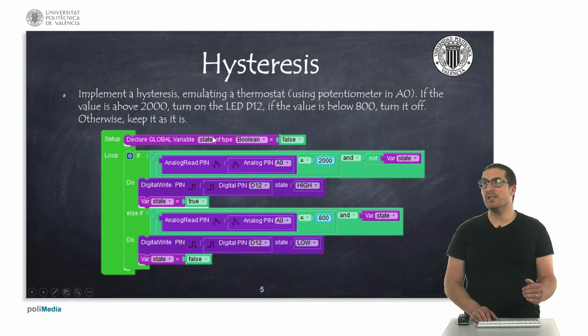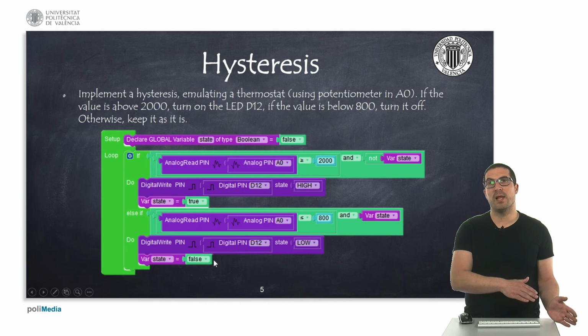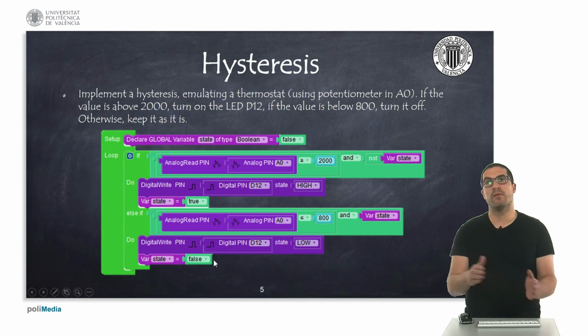Okay, and then else if the value that I read on the potentiometer is below 800 and the state is true, then I will set the pin of the LED to low, and then set the state to false. Otherwise, the state won't be changed and the LED won't change either. So whenever we're in the middle between 800 and 2000, it depends if we come from, let's say, low values or from higher values, and that's the hysteresis effect.